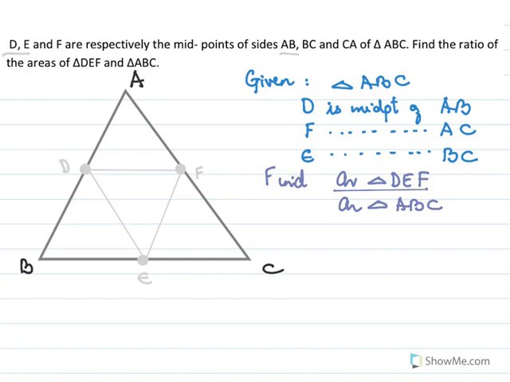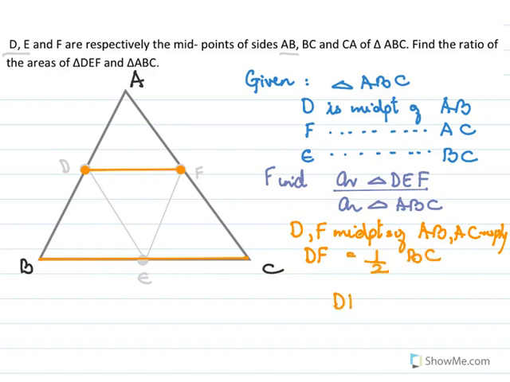Now if you recall the midpoint theorem, what did the midpoint theorem say? D is a midpoint, F is a midpoint, hence we have DF is half of BC. So that's what we will write. D, F, midpoints of AB and AC respectively. Therefore, I can say DF equal to half BC, which means DF over BC equal to 1 by 2. This is by midpoint theorem.